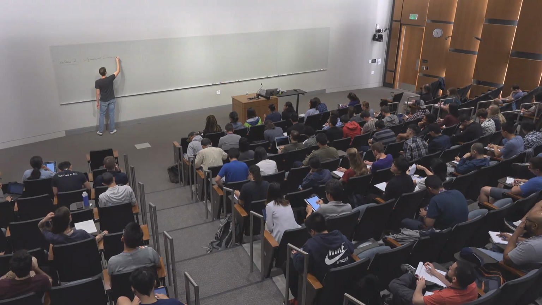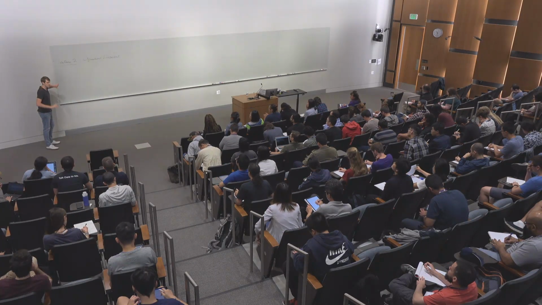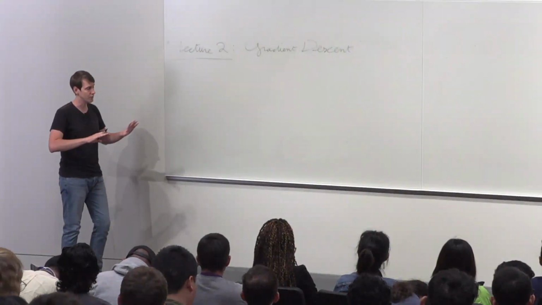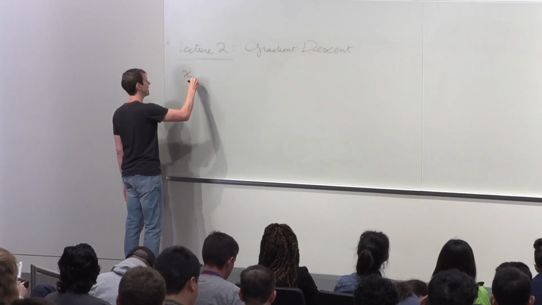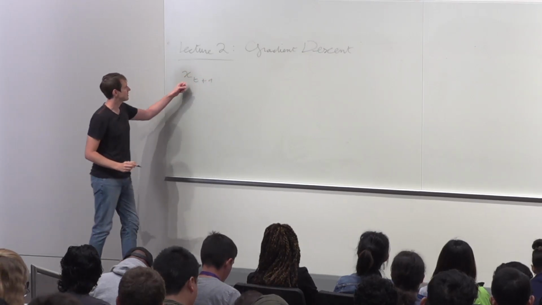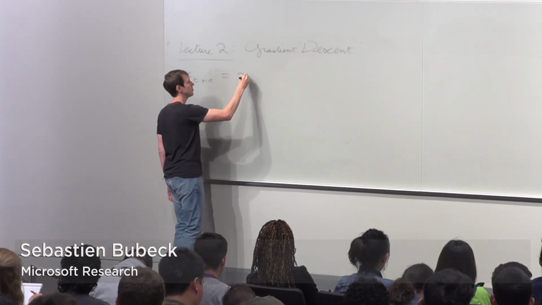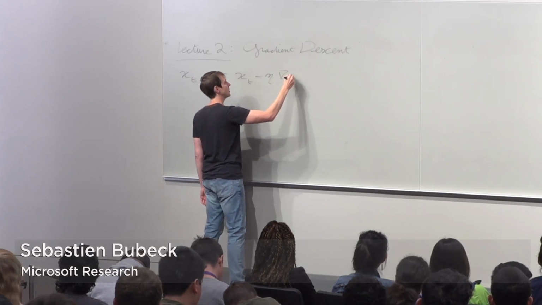Okay, so what is gradient descent? What is this algorithm? It goes like this. At first I'm going to talk about the unconstrained case. We're just trying to minimize a convex function with no constraint over all of Rn. So the algorithm looks like this. It's an iterative method where the t plus 1 step, xt plus 1, is equal to xt minus a step size eta times the gradient of f at xt.